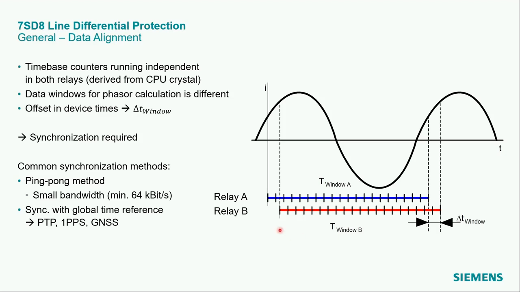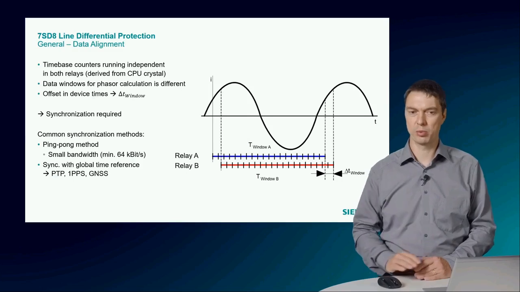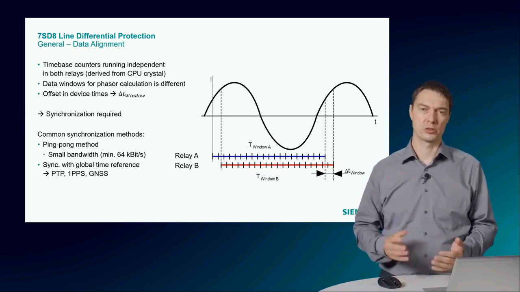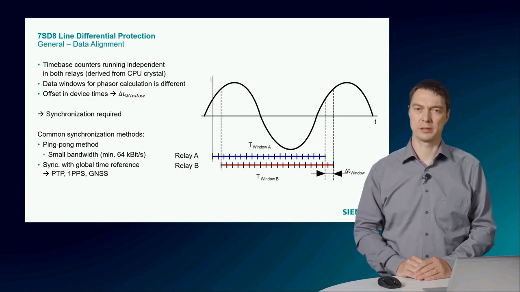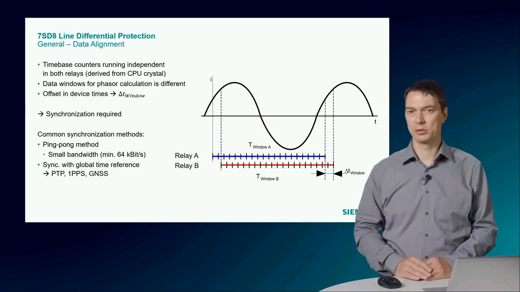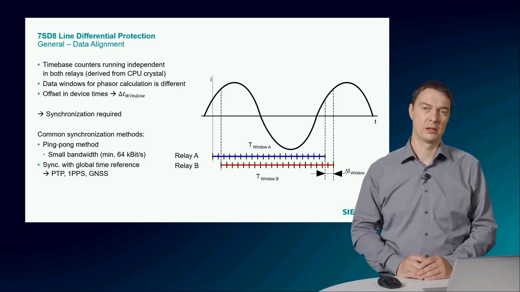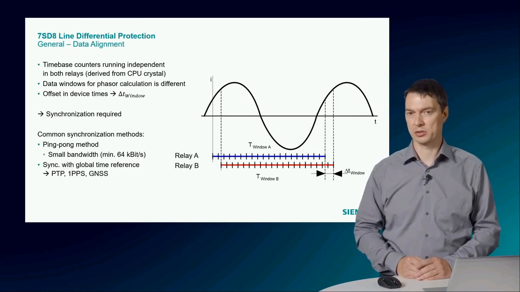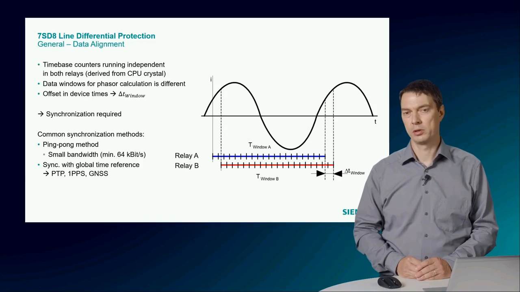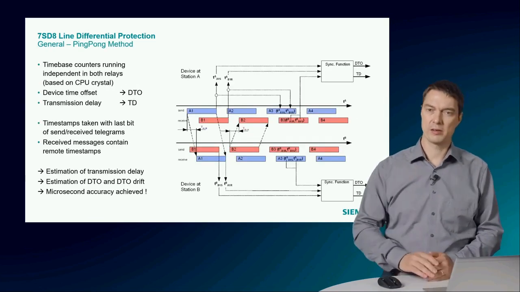There are two common synchronization methods used in the market. First is the so-called ping-pong method, which requires no external synchronization and only a small bandwidth. I will explain this in the next slide. The other method uses a global time reference as an external synchronization, like the 1 pulse per second derived from a global navigation satellite system, GPS or Galileo, or a precision time protocol, PTP or 1588. Let's have a look at the ping-pong method.